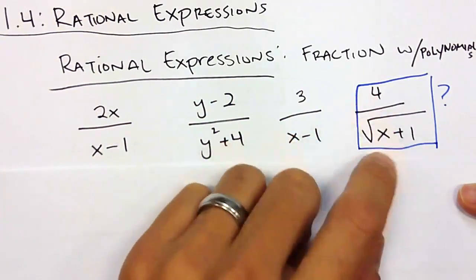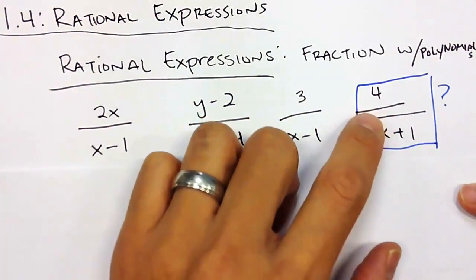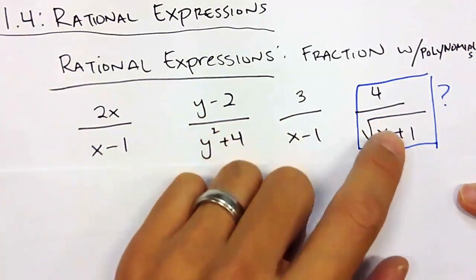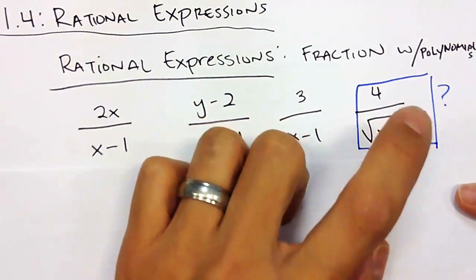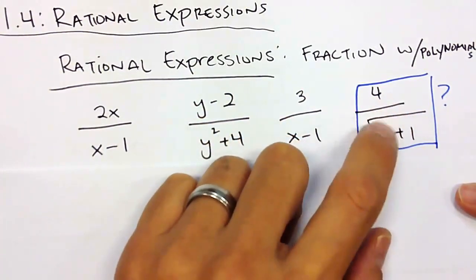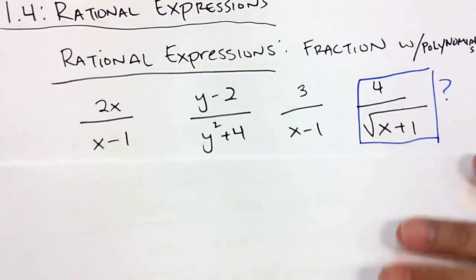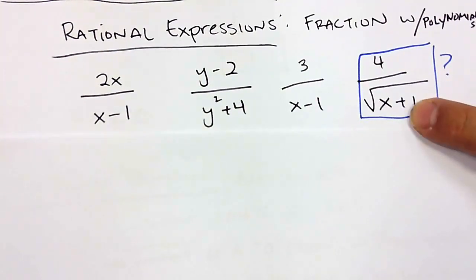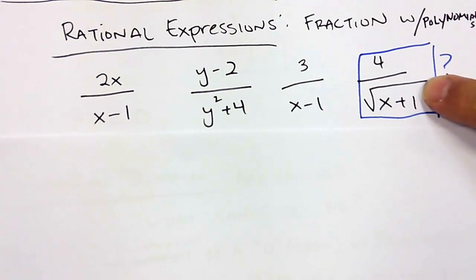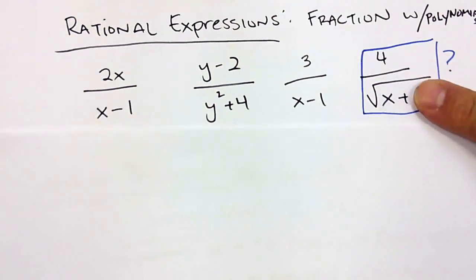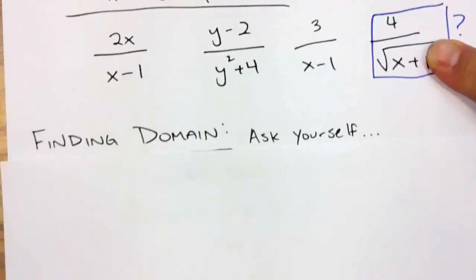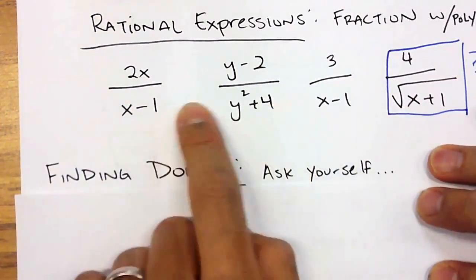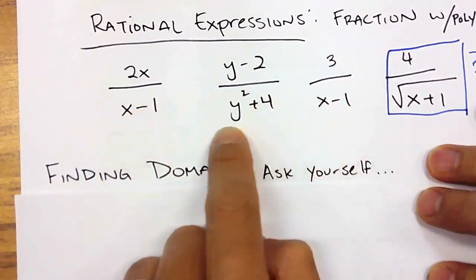Here, is this a polynomial? I have a fraction bar, right? 4 divided by the square root of x plus 1. Since it's underneath the square root, it's not a polynomial. So whenever you have a radical, even though a polynomial is under it, it's still not a rational expression. So whenever we are looking at rational expressions, we always have to find the domain.